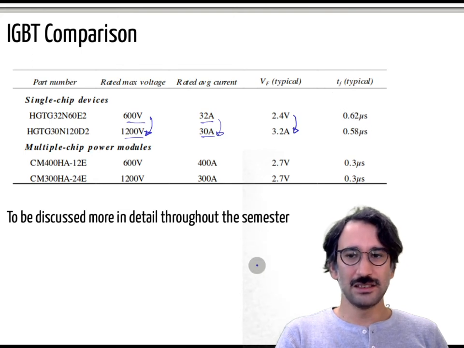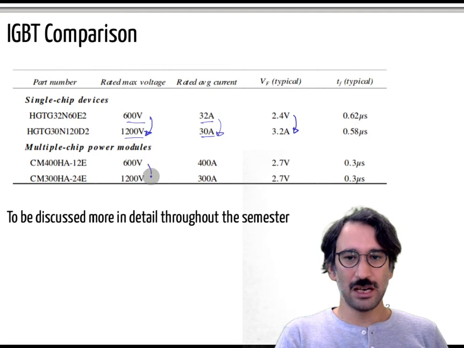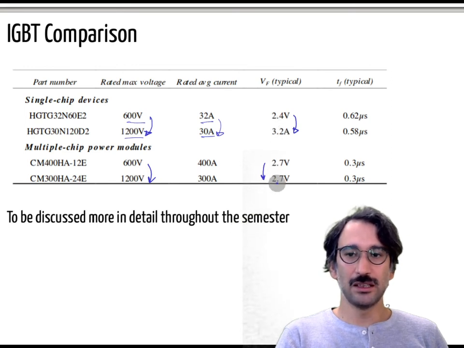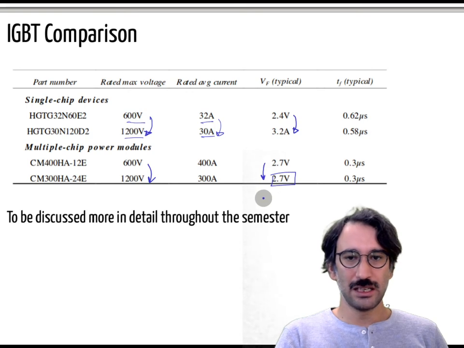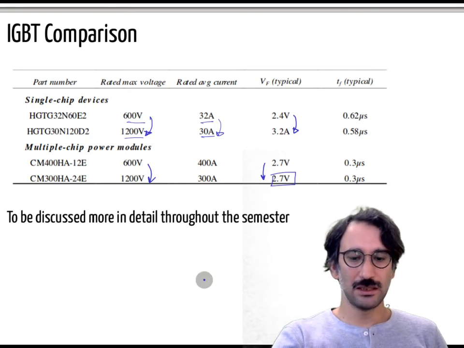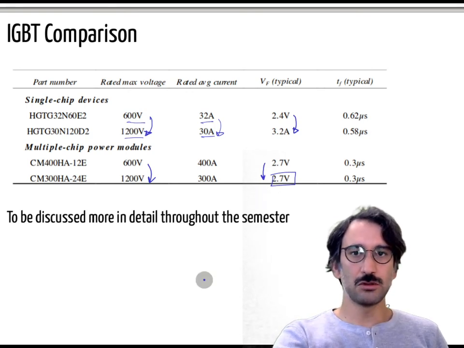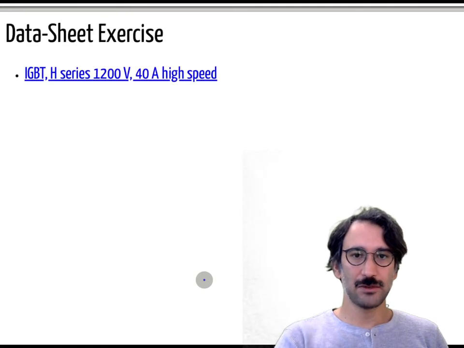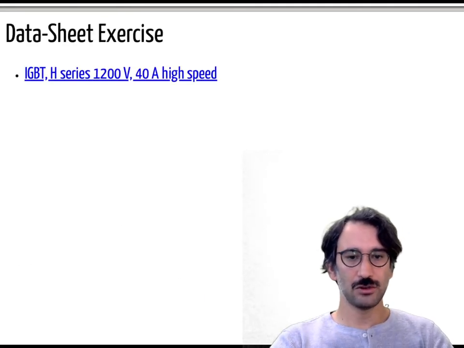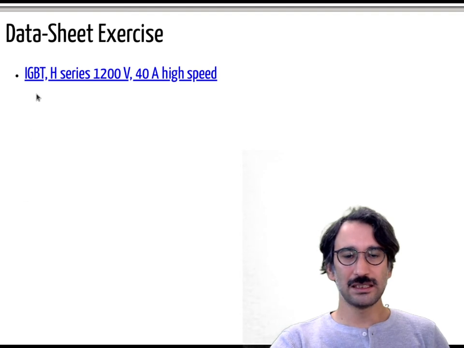Again, these are the transients, and it is not as fast as MOSFET. For example, I think they managed to find a way to get a lower forward voltage. We will see those devices throughout the semester, and I will also show you a data sheet in the next slides. Okay, so let's see that data sheet.